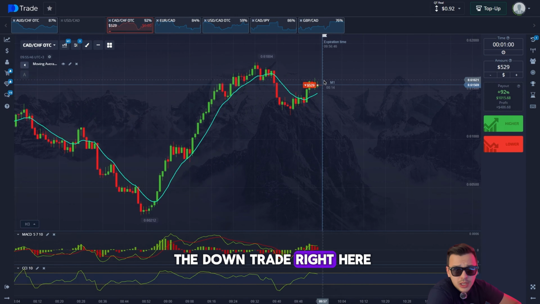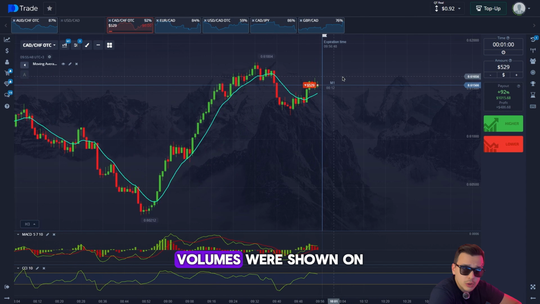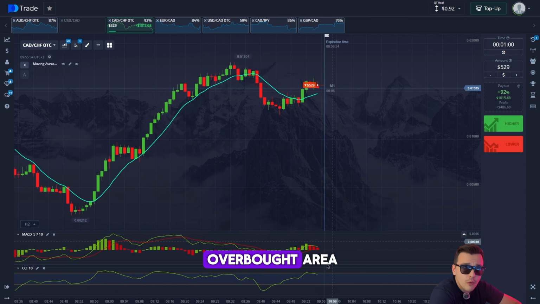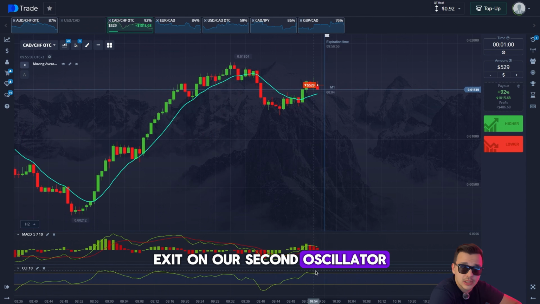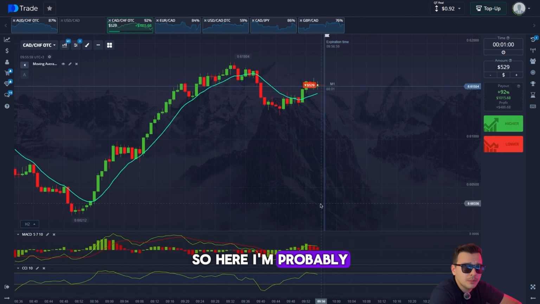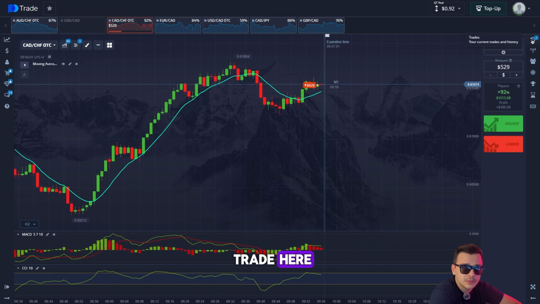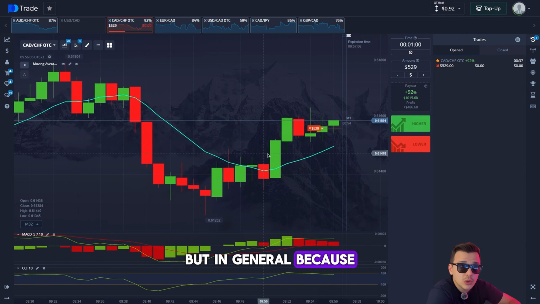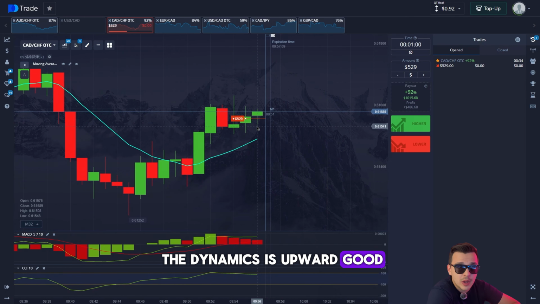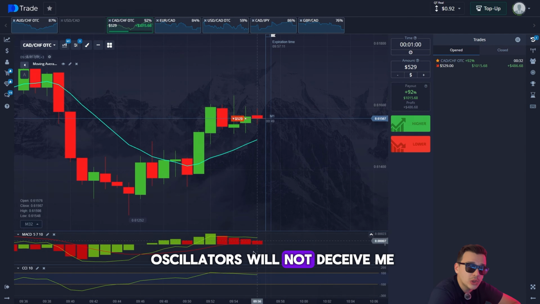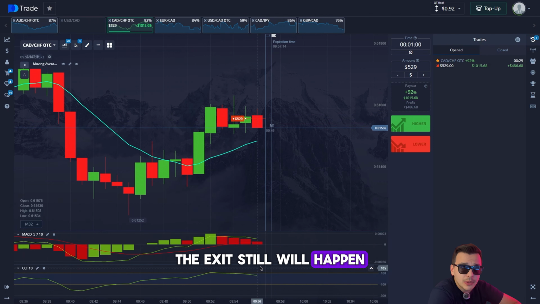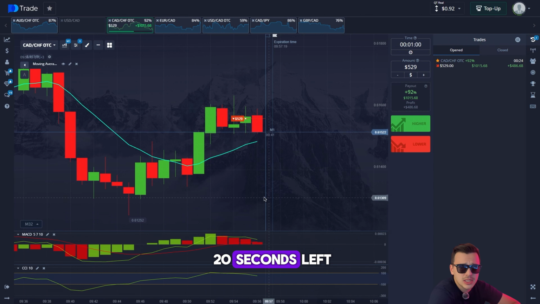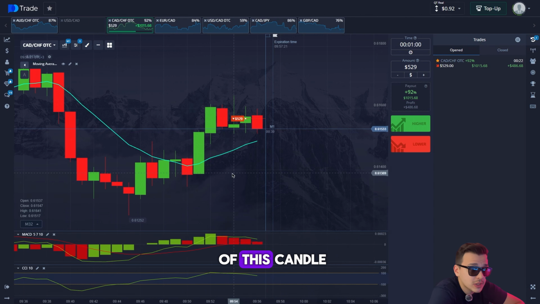Let me better open a down trade right here. More obvious volumes were shown on the MACD histogram here, and I'm seeing an overbought area exit on our second oscillator. There is no crossing of the moving average, but the dynamics is upward. But I think the oscillators will not deceive me. The exit will still happen, and there will be a crossover of our MACD. We have about 20 seconds left. Let's watch the dynamics of this candle.